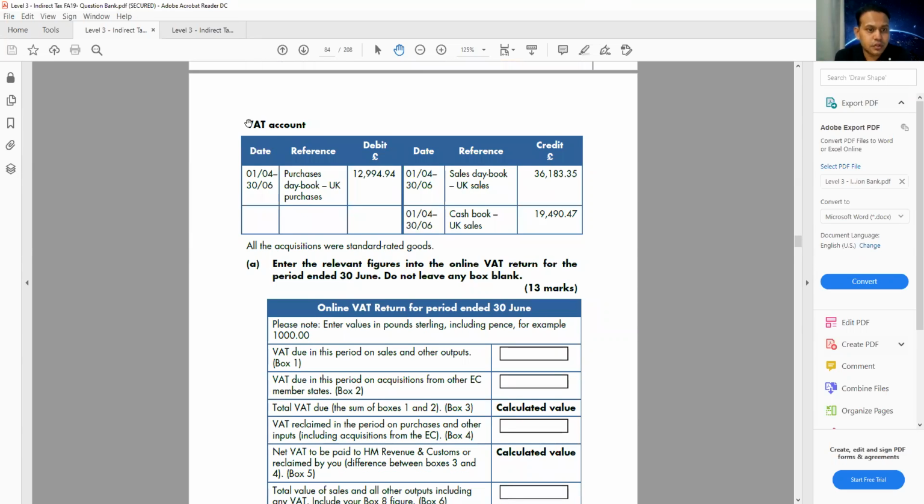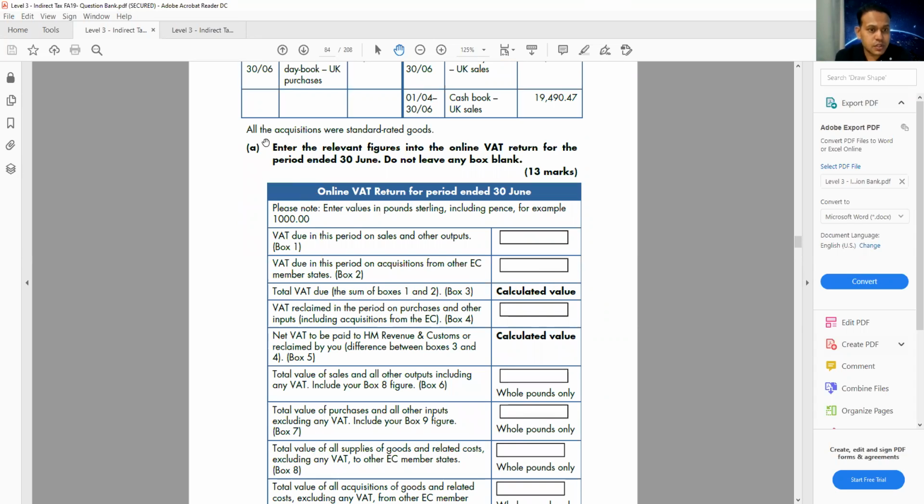That's my VAT control account. On the VAT control account, I can see I have VAT from UK sales, that is 36, and VAT from the cash sale, also from the UK, that is 19. And on the other hand, we have input VAT on purchase day book, 12,994.